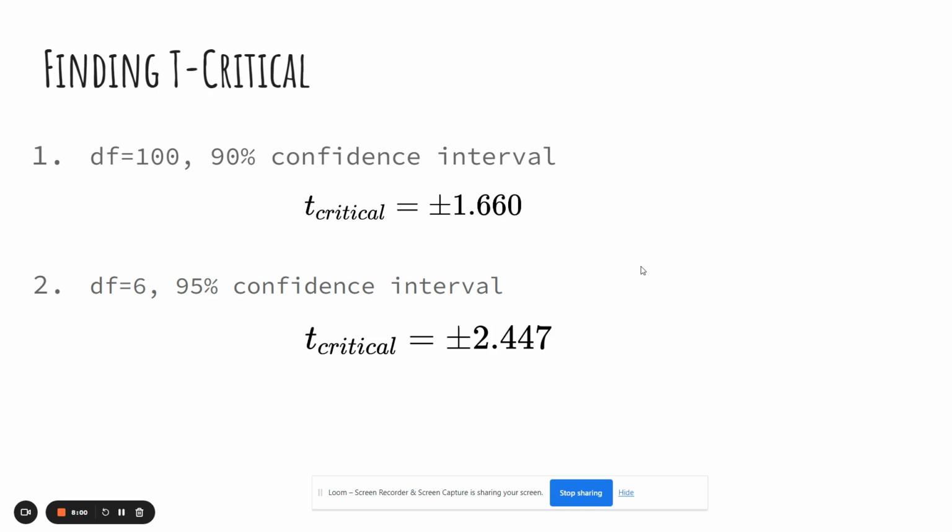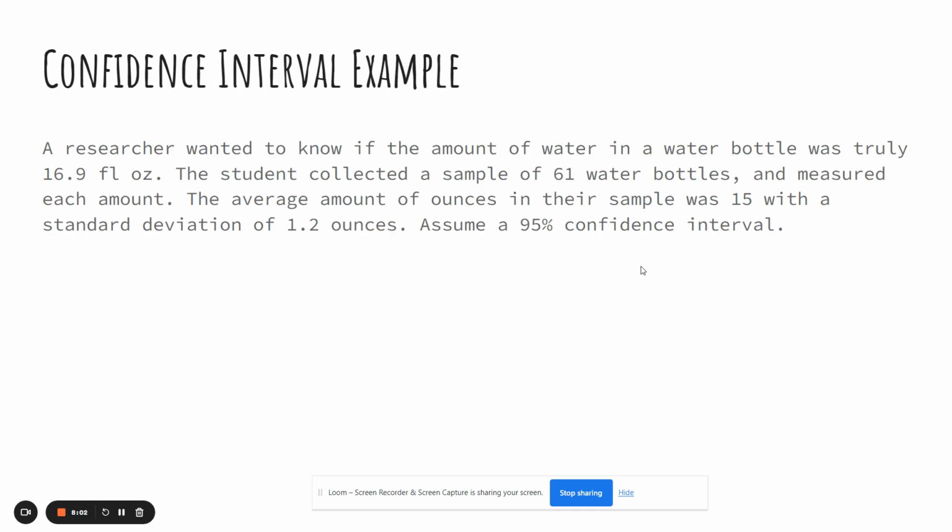I know I've rambled for 8 minutes, but stay with me. Here's the money slide. These are the questions you're going to be asked. There's a 1,000% chance you are asked to construct a confidence interval on the quiz. The question will be structured exactly like this with different numbers, so we need to know this example, and this example needs to be in our notes verbatim. All right, here we go.